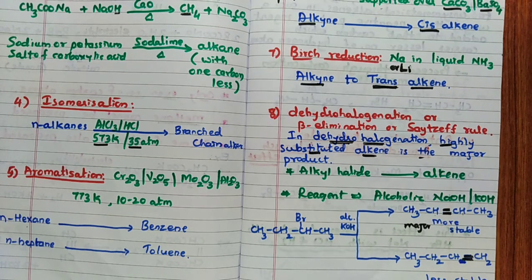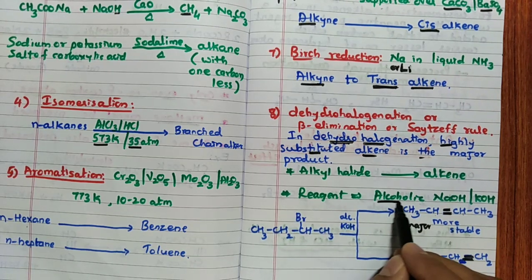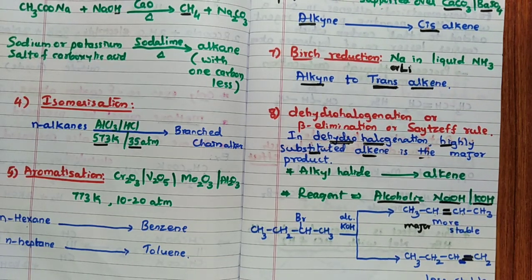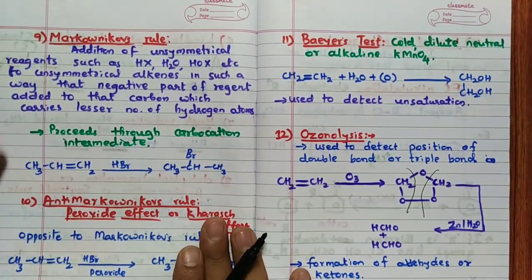Once again, when you hear dehydrohalogenation, it should come to your mind: alkyl halide to alkene. Very simple. The reagent is alcoholic NaOH or KOH. It should be there in your mind. So with alcoholic KOH, the major product is this alkene and the minor is this alkene. Very simple dehydrohalogenation reaction.